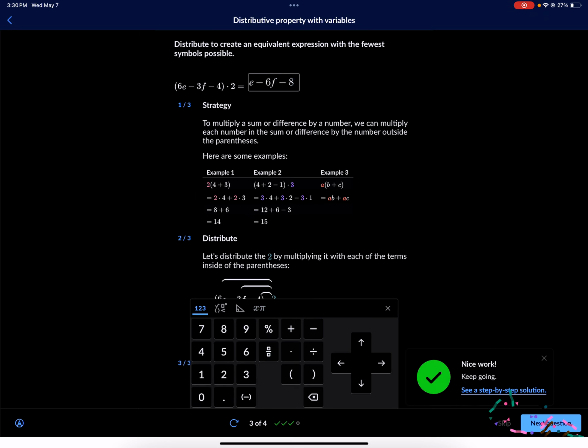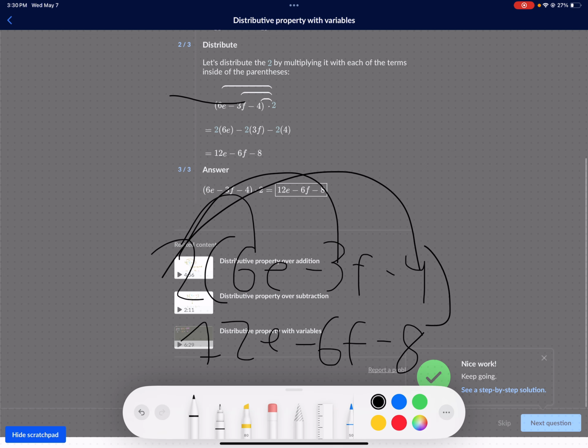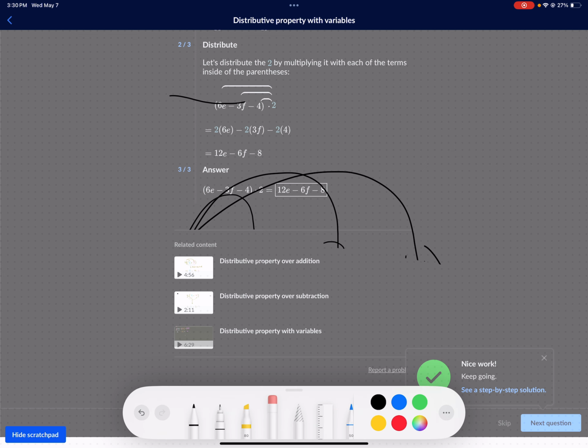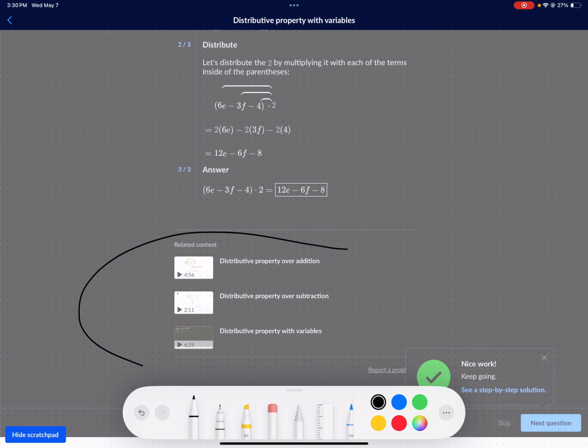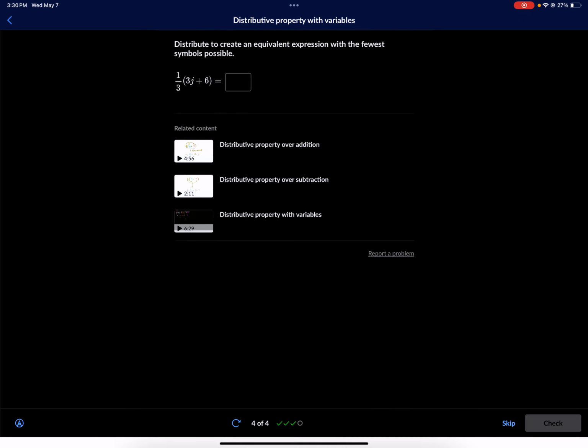If you got that right, good job. If you didn't, here are the videos. I hope it's not too difficult. You're just multiplying variables and terms. Distribute to create an equivalent expression with the fewest symbols possible. I'll let you take a crack at this one, and then we'll do it together.